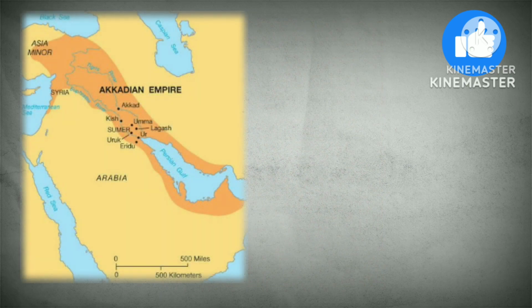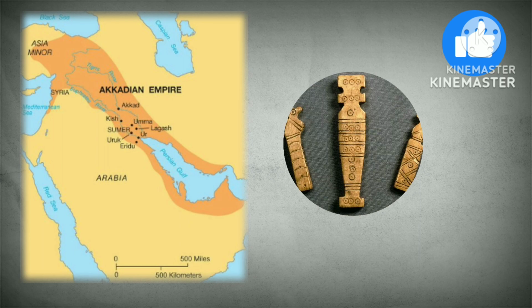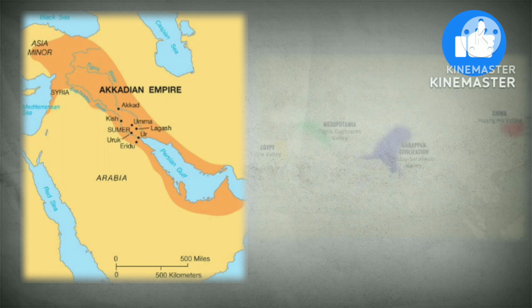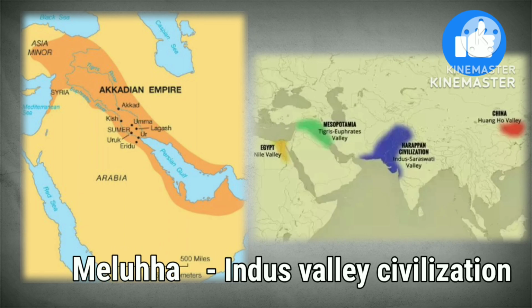Now, the Akkadian Empire records mention timber, carnelian, and ivory as being imported from Meluhha by the Meluhhan ships. Now, Meluhha is a term referring to the Indus Valley civilization. These were some of the proofs of the trade between the Indus Valley civilization and the other civilizations.